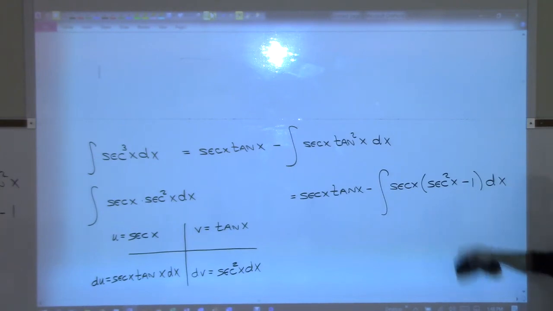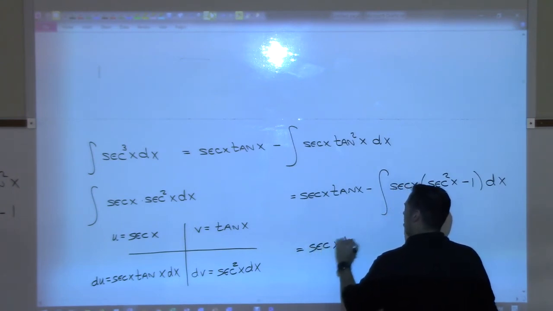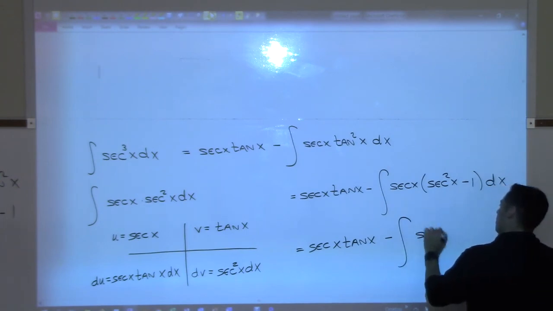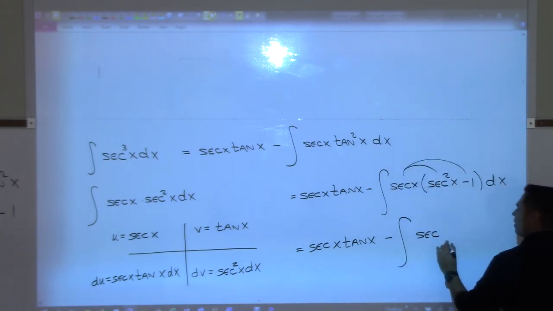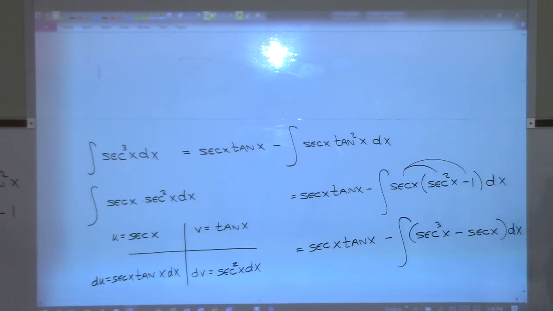So what would you do next then? Okay, so just multiply it out? Okay. So if I do here and here like that, then I get secant cubed x minus secant x dx. That's where we are, right? I don't see it another way. You're there. This is kind of a weird one, though.